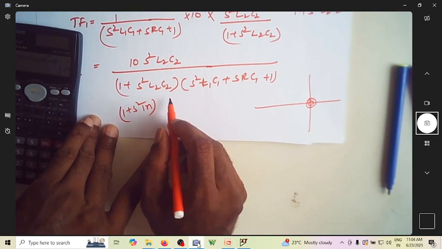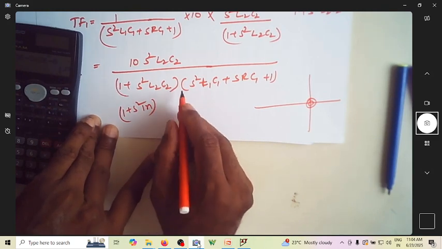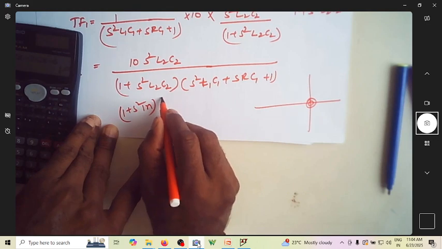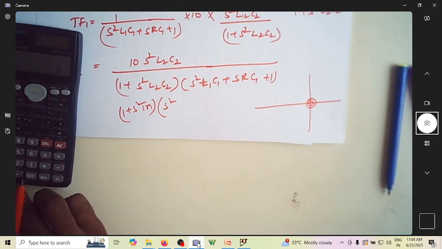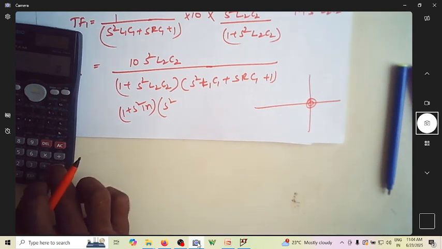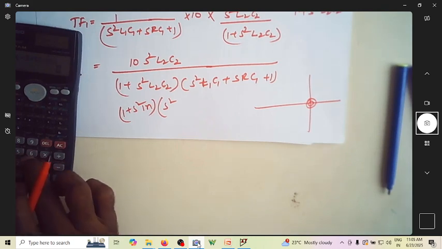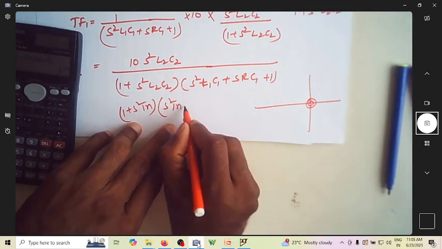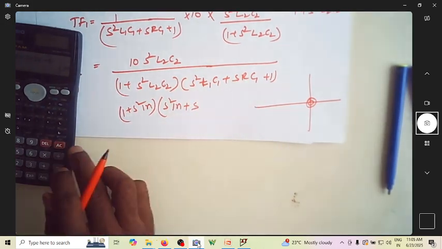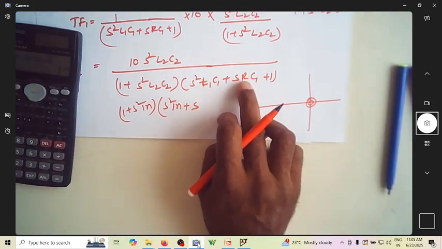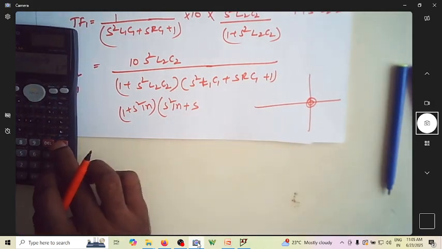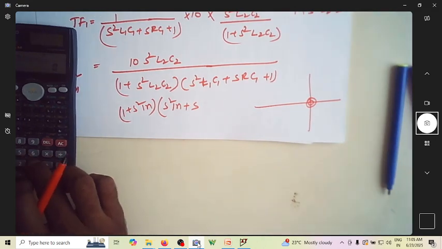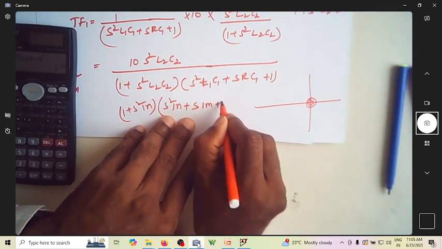Then what you have is S squared times L1 C1. L1 C1 is 1 exponential minus 3 into 1 exponential minus 6. It's actually again 1 nano, plus S into RC1. R is 1K, 1 exponential 3, into C1 which is 1 micro, 1 exponential minus 6, is 1 milli. It is 1 milli plus 1.